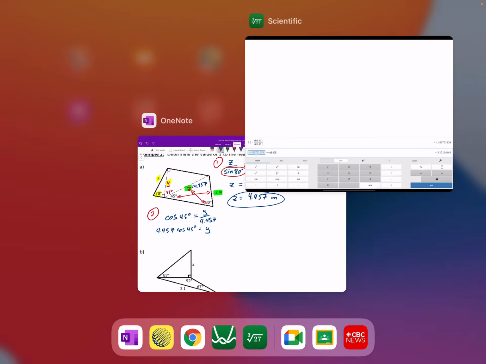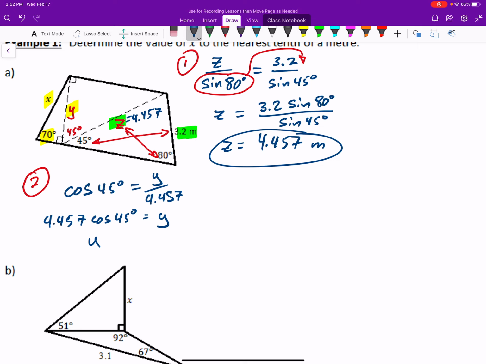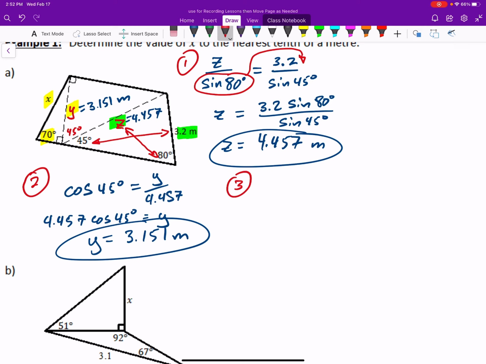That's usually an option. So now my new answer is 3.151 if I round to 3 decimal places. So y equals 3.151, and again that's in meters for the same reason that we started off with meters for our first side length. It's going to stay in those same units. So that's my answer for y, 3.151 meters. And now finally I've got enough information that I can find out what x is.